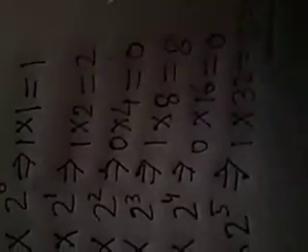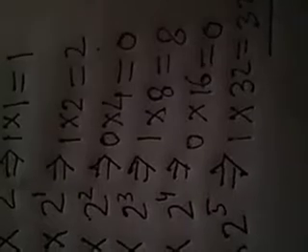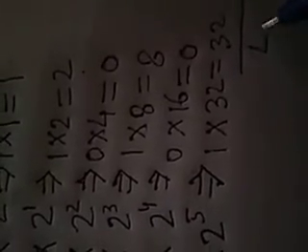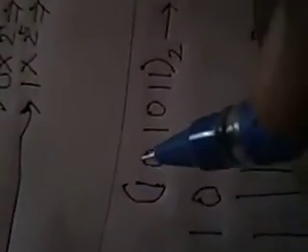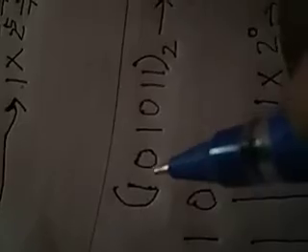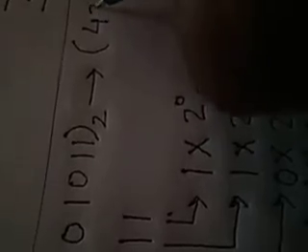1, 2, 3, 3, 8, 11, 11, 32, 43, right? This 43 is the decimal equivalent of 101011. Okay, it means this is 43. This is the process by which you can convert any binary number into the decimal number.